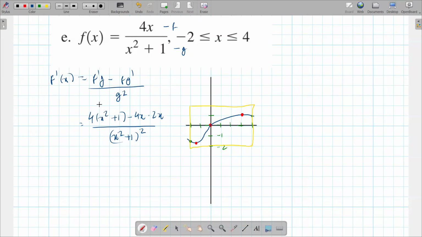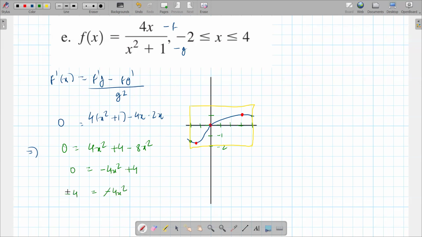We're looking for the turning point, so we're going to set our derivative function equal to 0. This looks difficult, but it's not. It's just a quadratic. We're going to multiply both sides by the denominator. What's going to happen to this denominator when we multiply both sides? It's just going to go away. See you later. So we just have a quadratic. 4x squared plus 4 minus 8x squared, so we have negative 4x squared plus 4. Negative 4x squared equals negative 4. Negative signs cancel out. x squared equals 1.